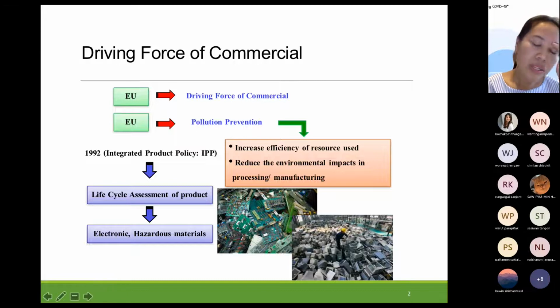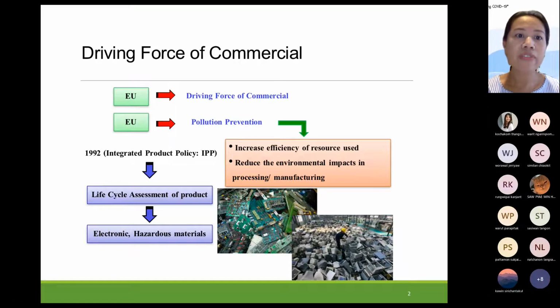In 1992, they talked about IPP, or integrated product policy, right? They recommend that to make a product, you have to know the life cycle assessment of the product. For this course, I'm focused on solid waste, right? But before it becomes solid waste, you have to know about the product's use and before its use, that means the manufacturing, right? And before manufacturing, we have to turn to the original material.